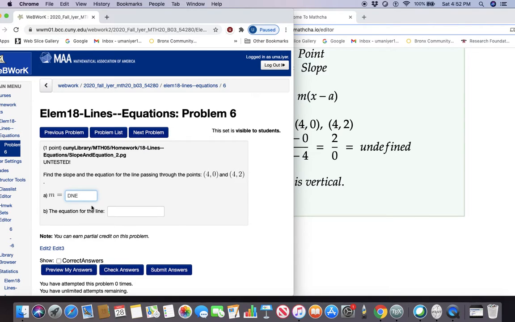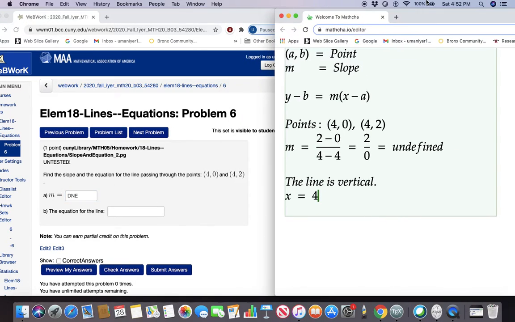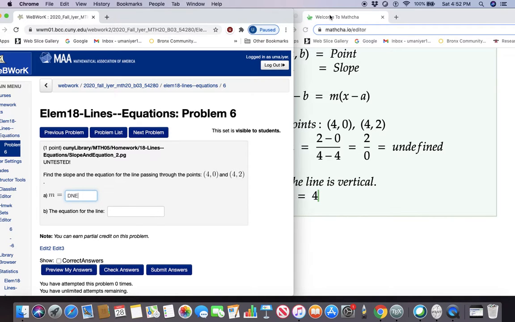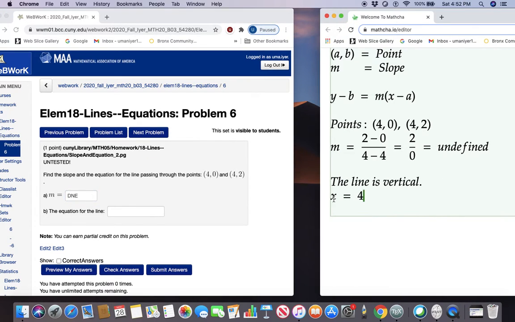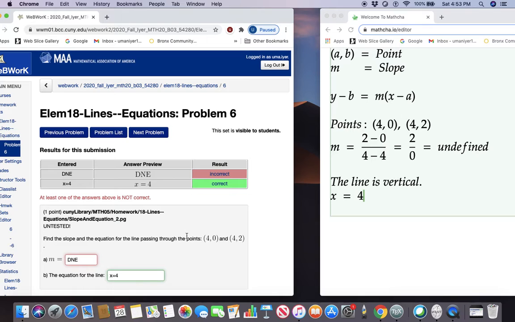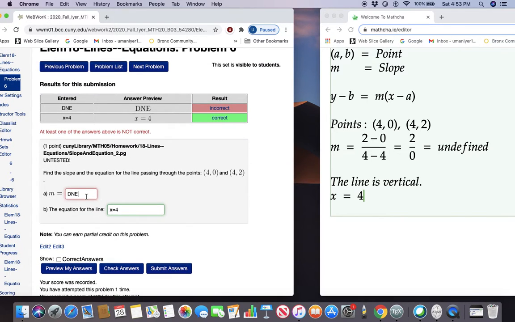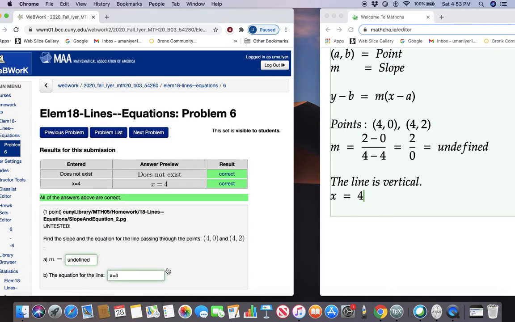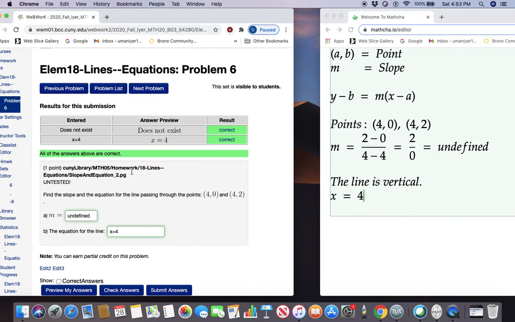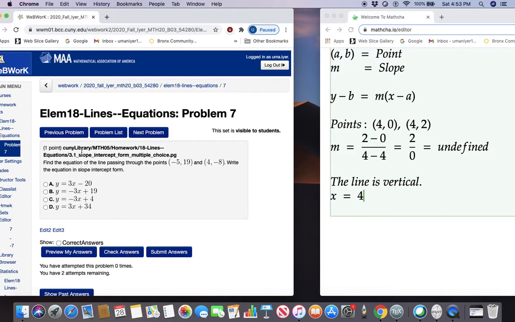Maybe we need to write DNE. Let's check whether WebWork accepts it. And equation of the line, remember vertical line is x equals a number. x equals 4. Okay, it does not accept DNE. But it accepts x equals 4. So let's try undefined. Okay. Oh, does not exist. That's what it wants us to write. Anyhow, undefined was accepted.